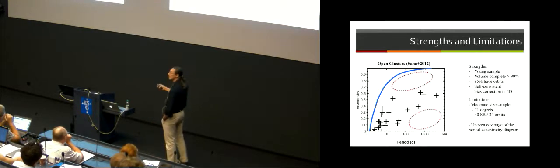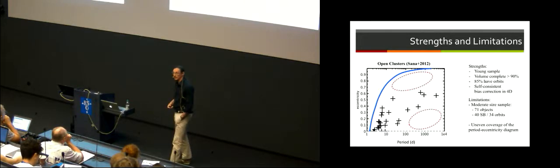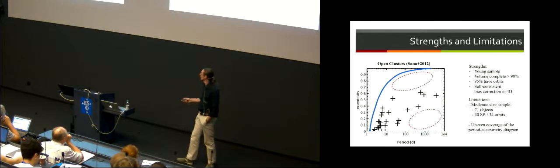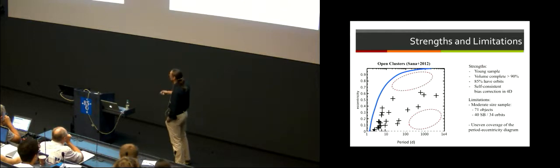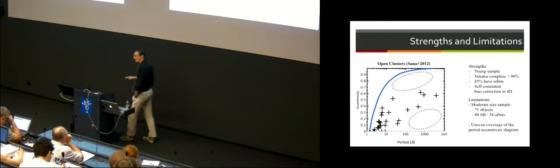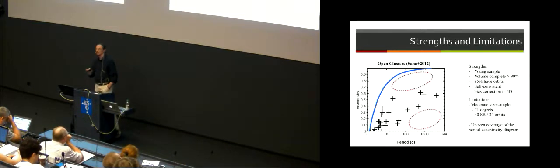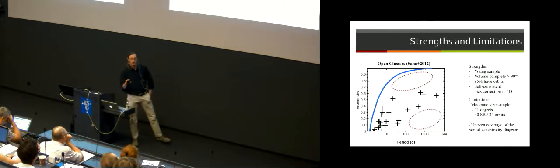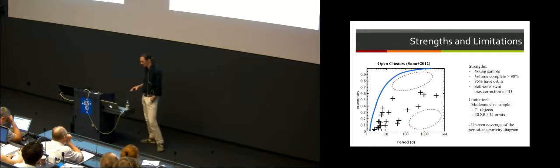Then, of course, we had a number of limitations. We had only 71 objects in our sample and only 40 binaries. And if you look at the period-eccentricity diagram, you see that there are regions where there are just no data points. The question is whether this is real or due to observational biases. And this is one of the reasons that prevented us at that time from investigating correlations between, for example, period and eccentricity.